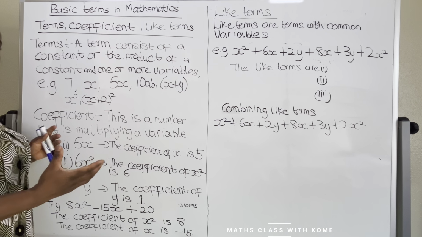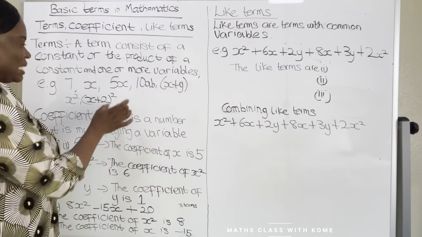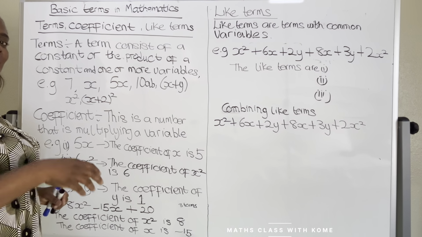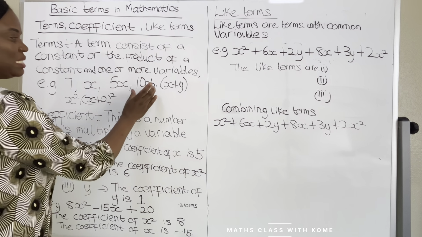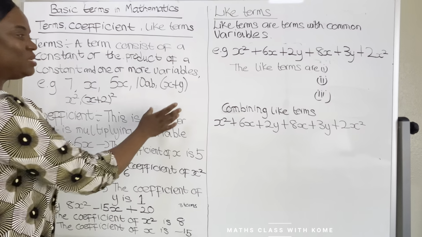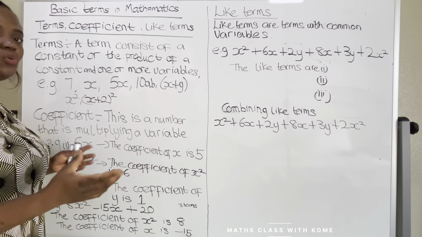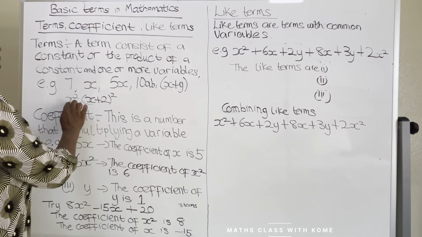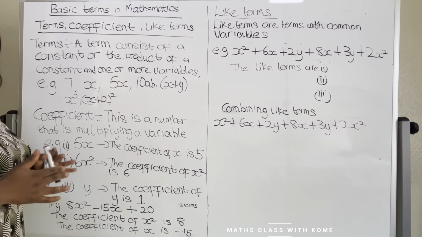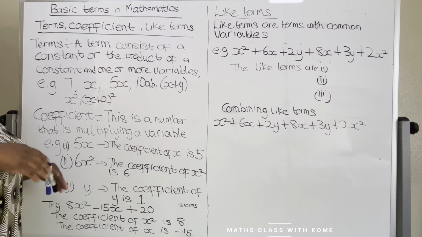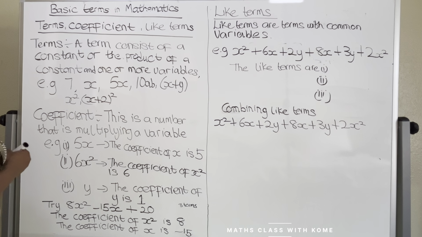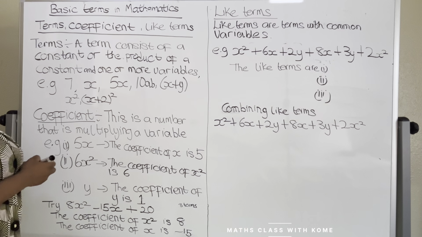When explaining or solving a question, this 5x can be considered as a single item. This 10ab can be considered as a single item. This can be considered also as a single item, and that's why we identify them as terms, though they can still be broken down, though they can still be simplified. Let's move ahead to coefficient.